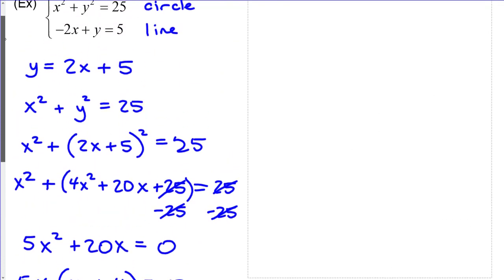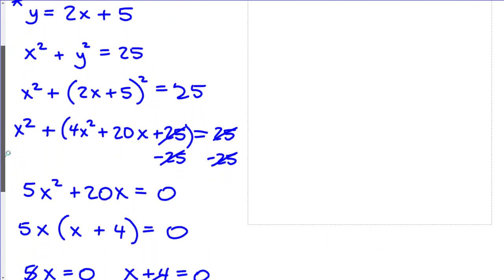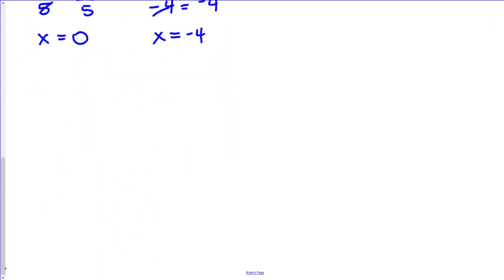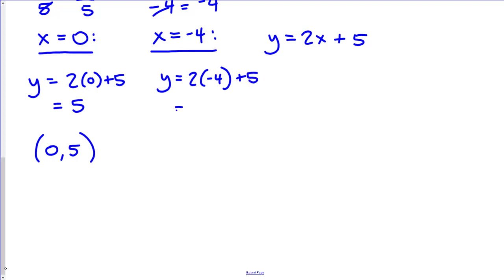And I can go back to either one of my equations. The easiest one is going to be this linear y equals 2x plus 5. So let me come back down to where I was working. If x is equal to 0, and I'm using y equals 2x plus 5, then y is equal to 2 times 0 plus 5, which is 5. So one solution is the coordinate pair 0, 5. If x is equal to negative 4, then y is going to be 2 times negative 4 plus 5, which is negative 8 plus 5, or negative 3, which is the coordinate pair negative 4, negative 3. So these are my two solutions.